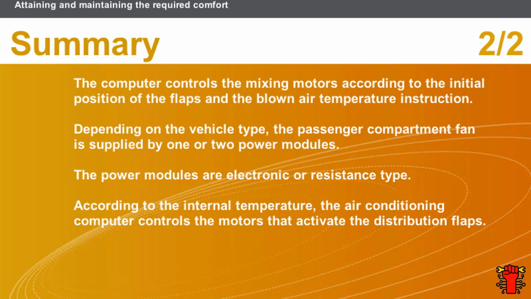The computer controls the mixing motors according to the initial position of the flaps and the blown air temperature instruction. Depending on the vehicle type, the passenger compartment fan is supplied by 1 or 2 power modules. The power modules are electronic or resistance type. According to the internal temperature, the air conditioning computer controls the motors that activate the distribution flaps.